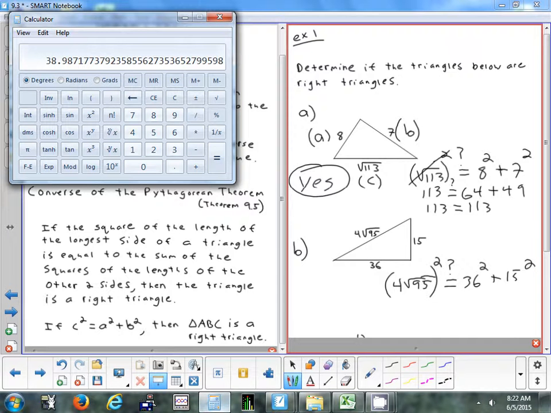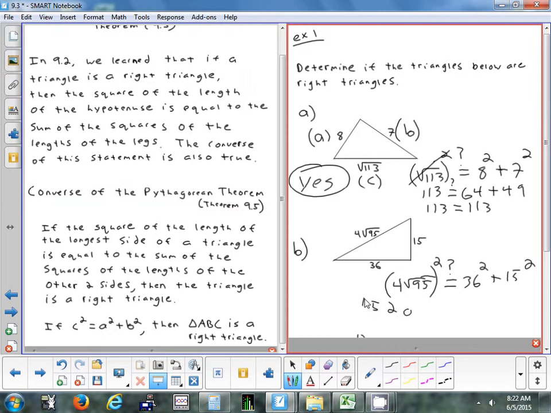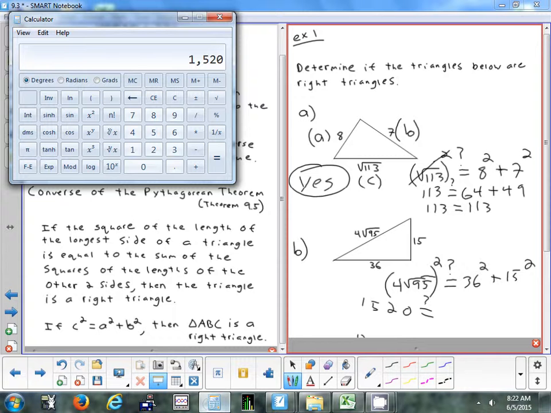Or you can type that whole thing into your calculator and just hit square. It's quicker for me to just type that in. Okay, it's 1,520. Okay, square 36 and 15. So there's 36 squared, 1296. 15 squared is 225. Add them up, we get 1521.